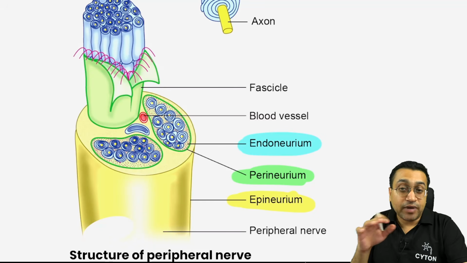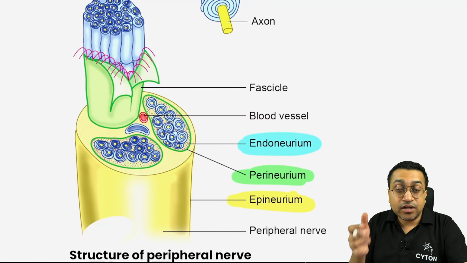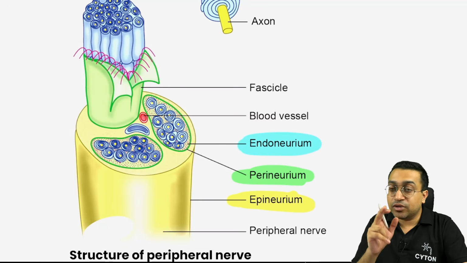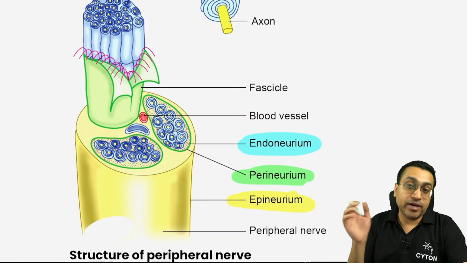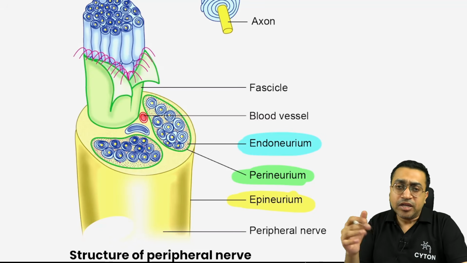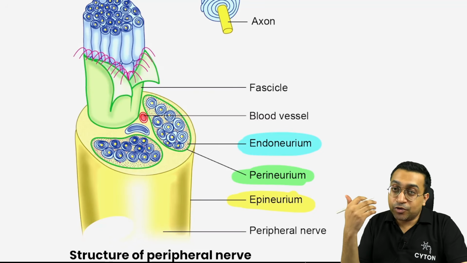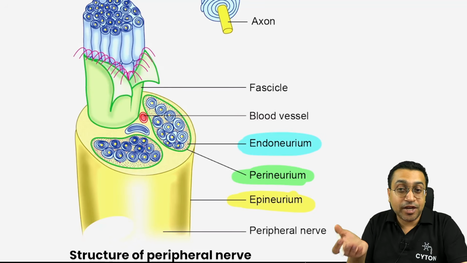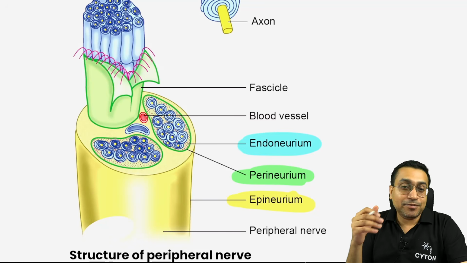Perineurium is made up of flattened or squamous perineural cells. They are connected to each other by tight junctions, and hence there is the blood nerve barrier. There are so many barriers: blood brain barrier, blood testis barrier, and this blood nerve barrier. So remember these barriers.